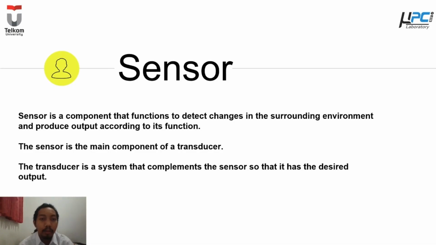Okay, next, the first submodule is sensor. A sensor is a component that functions to detect changes in the surrounding environment and produce output according to its function. The sensor is the main component of a transducer. The transducer is a system that complements the sensor so that it has the desired output.